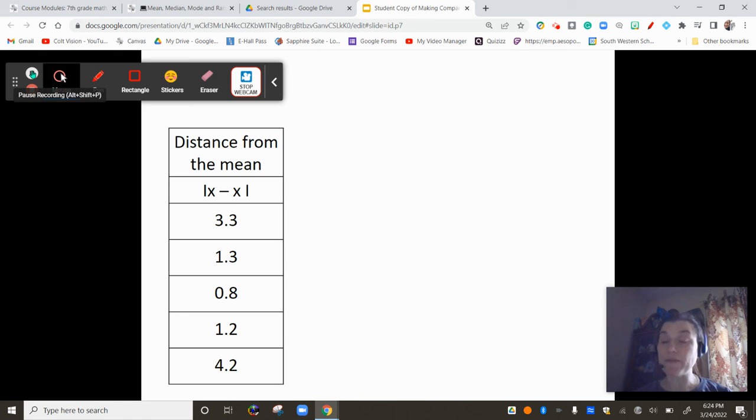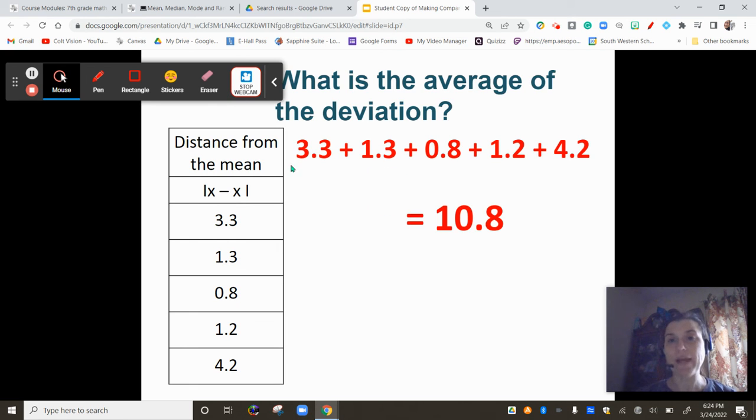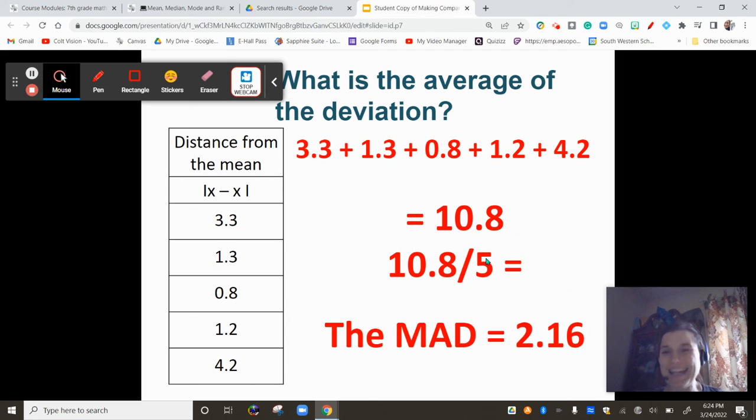So here are all the differences we got when we subtracted the mean and the data values. Now that we found the differences, we are going to add them and divide by the number of numbers. So I'm going to find the average. I added them up and divided by 5 because there are 5 of them, and I get a MAD of 2.16.